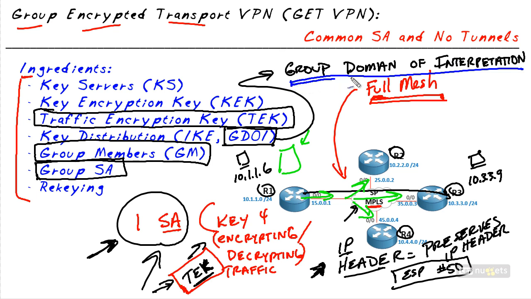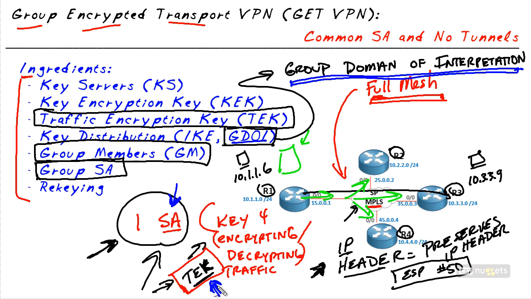So whenever you see the term Group Domain of Interpretation, or GDOI for short, just think about the concept of a bunch of routers all buying into and believing and using a common security association and a common traffic encryption key as they encrypt and decrypt traffic respectively.